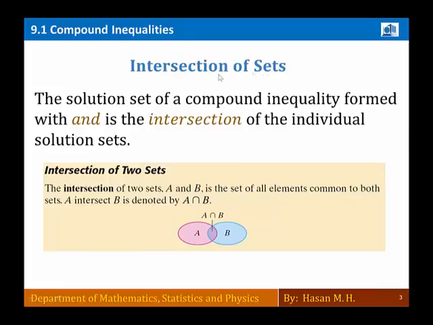Intersection of sets. The solution set of a compound inequality formed with AND is the intersection of the individual solution sets. The intersection of two sets A and B is the set of all elements common to both sets. The intersection of A and B is denoted by A intersect B.